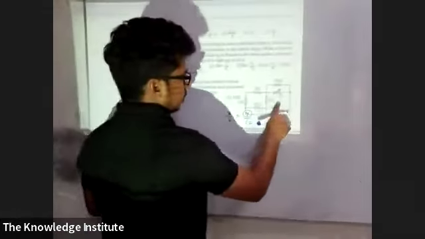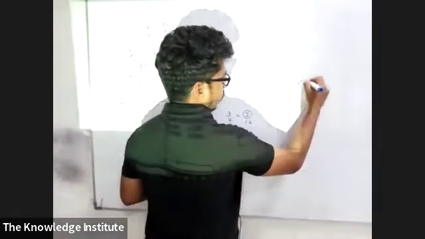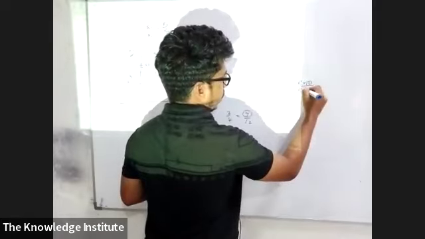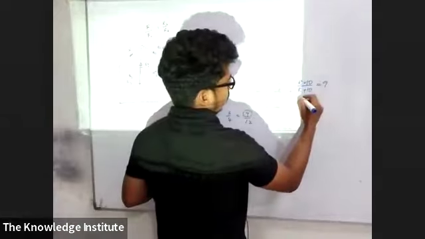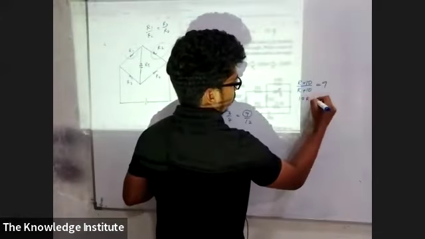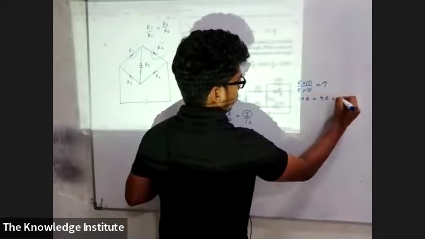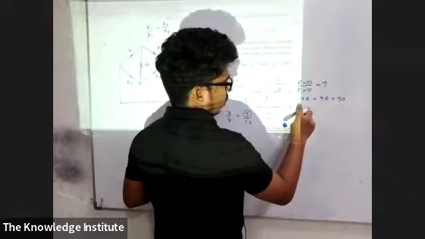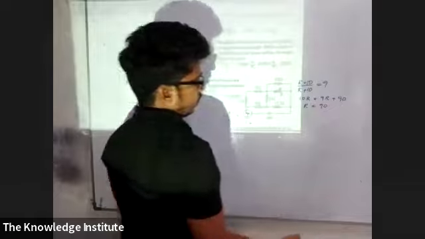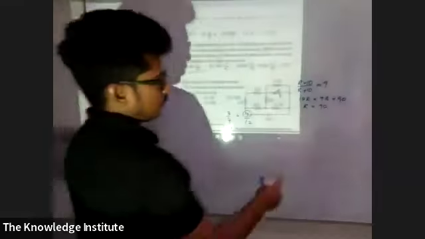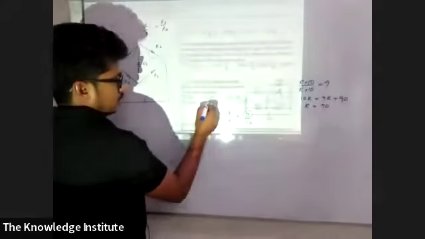Let's try to solve this. R into 10 over R plus 10 should equal 9. Okay. 10R equals 9R plus 90. Take this here. R equals 90.